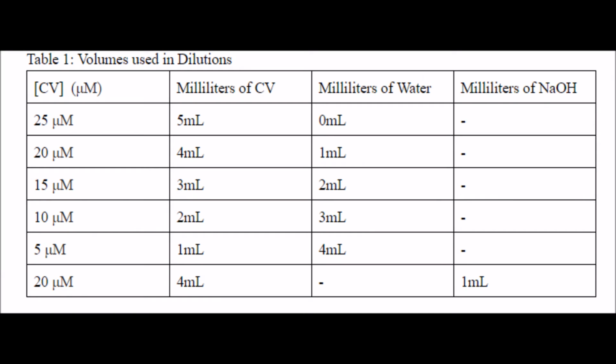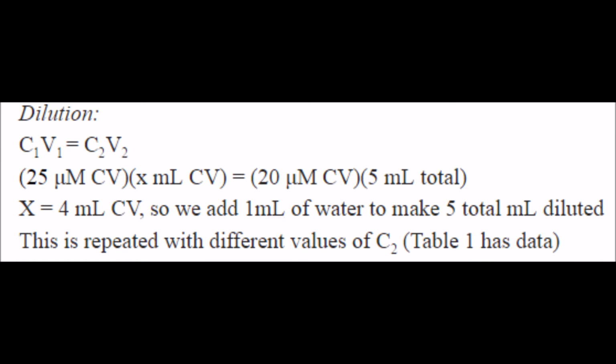The first data table shows the volumes used in the dilutions. The milliliters of water and crystal violet were determined by dilution calculations. The equation concentration 1 times volume 1 equals concentration 2 times volume 2 was used.